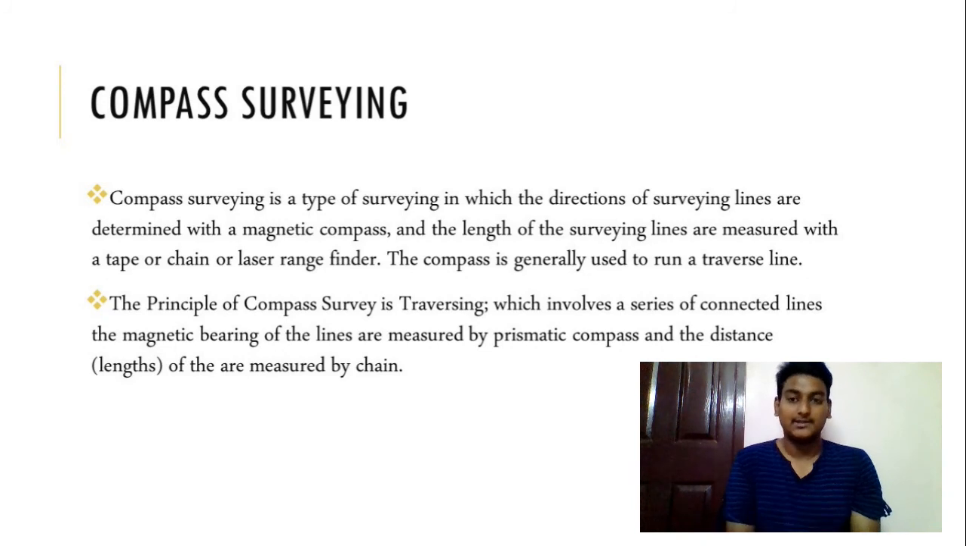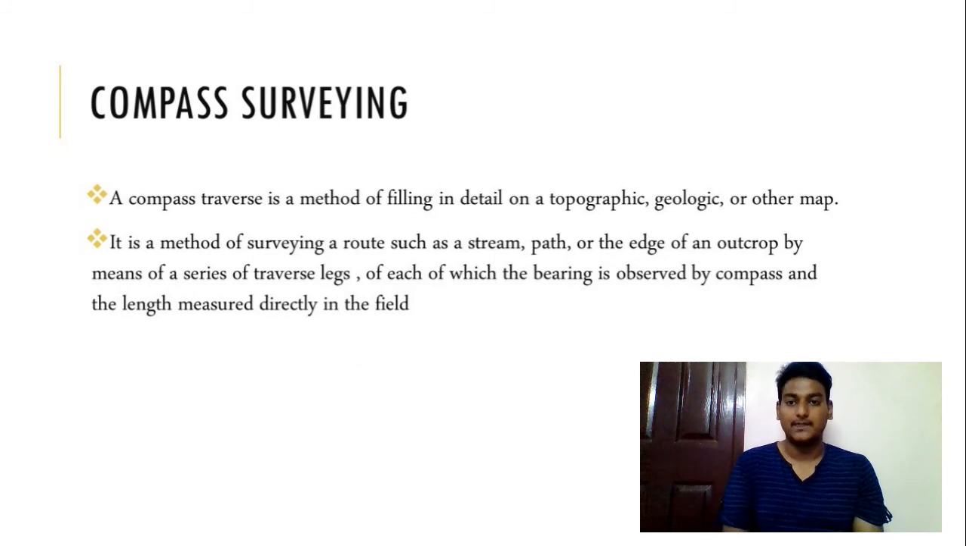So compass surveying is a type of surveying in which the directions of surveying lines are determined with a magnetic compass and the lengths of the surveying lines are measured with a tape or a chain. The principle of compass surveying is traversing, which involves a series of connected lines. The magnetic bearing of lines is measured by the prismatic compass, which has a least count and a main scale reading, and the distance is measured by using the chain. It is the method of surveying a route.